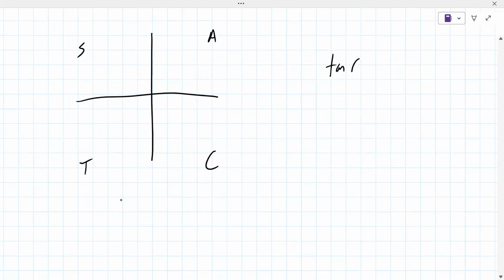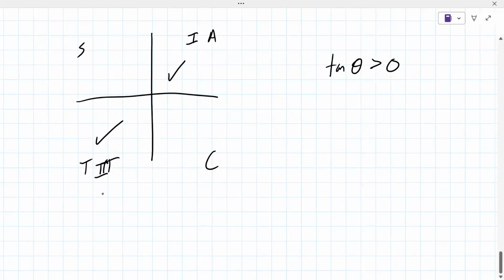Let's say tangent of theta is greater than 0. Which two quadrants is that in? Well, it's in quadrant 1 because they're all positive. It's also in quadrant 3 because tangent is positive in quadrant 3.